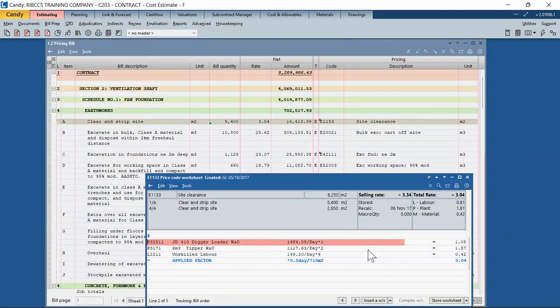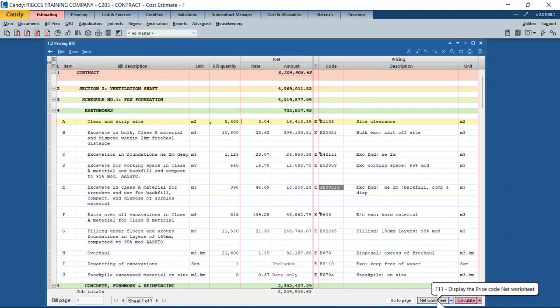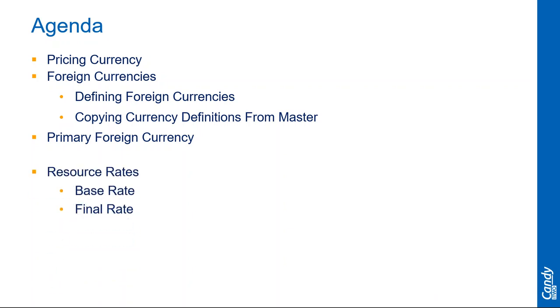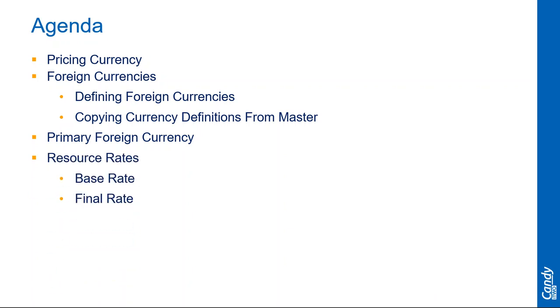Right, so coming back to our PowerPoint slide, we discussed the pricing currency. We've shown you how to define the foreign currencies. We've discussed the primary foreign currency. The next thing on the agenda is the resources. What are the rates that we're going to discuss? We're going to discuss the base rate for a resource and the final rate. So let me get back into Candy.